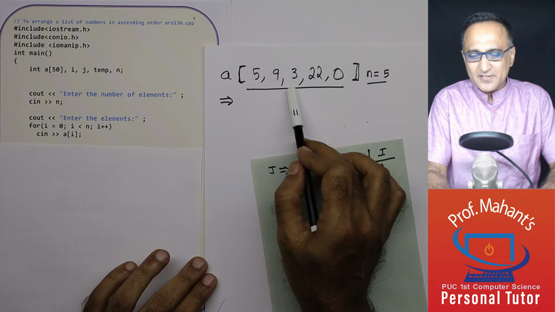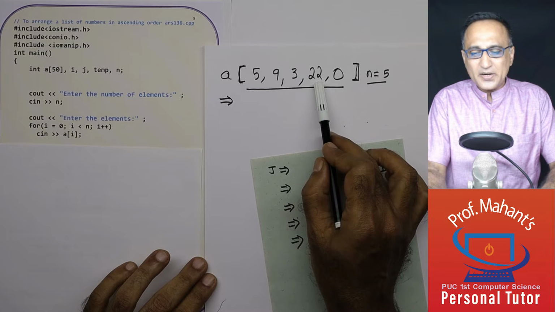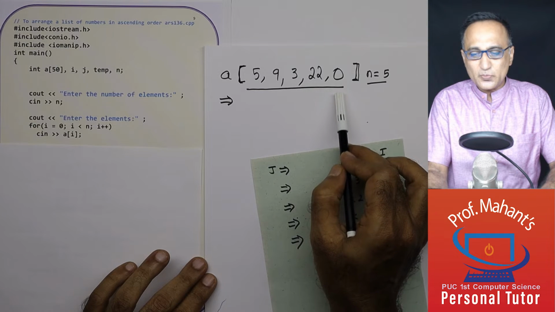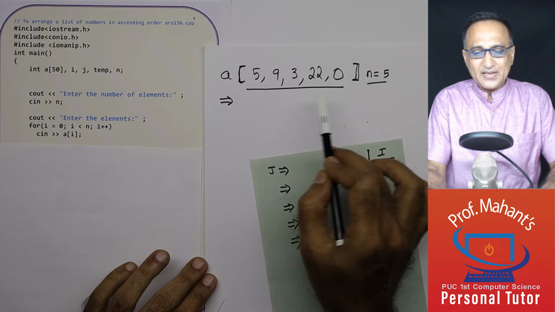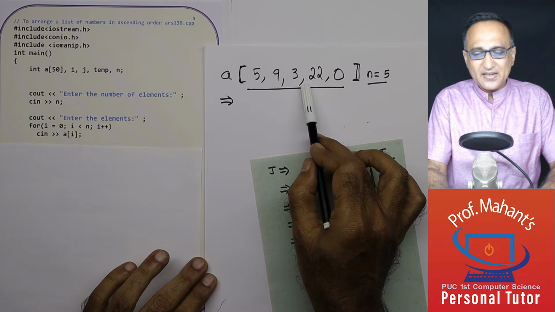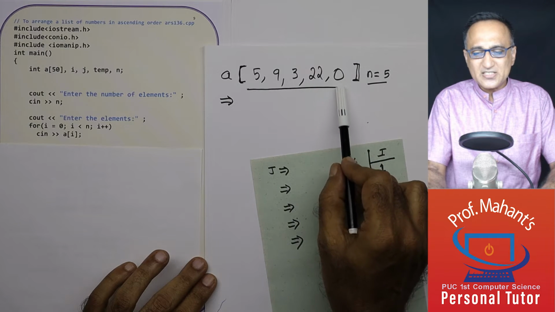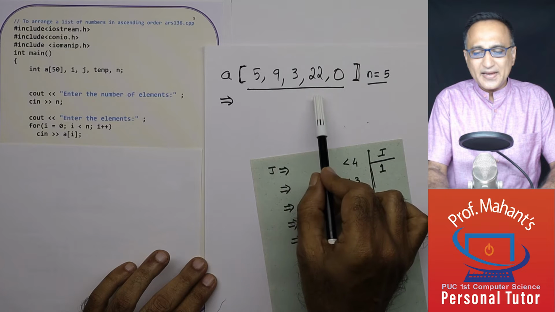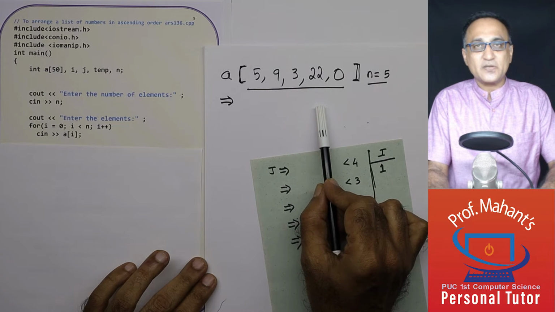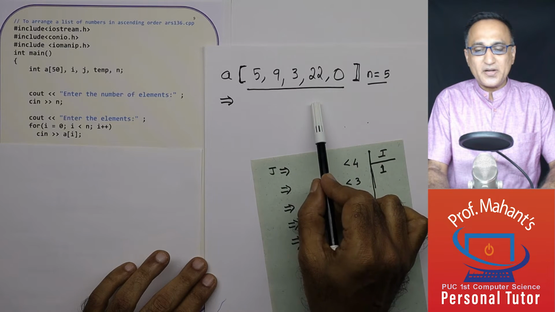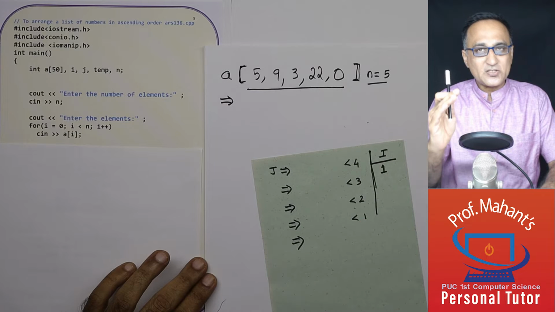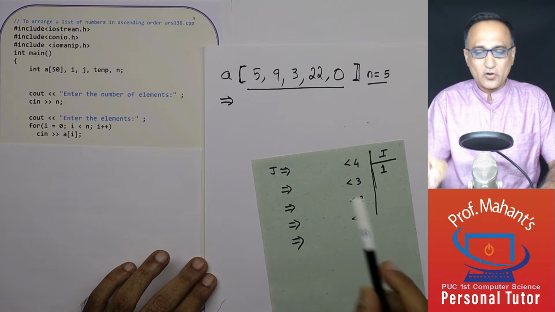When it goes for the first time, it will see that 22, which is the largest number, is put at the end. Next time when it goes through it again, since it knows it has put the highest number at the end, it will put 9 in the second last position. So it has put 9 and then 22. So the last two numbers are in ascending order.